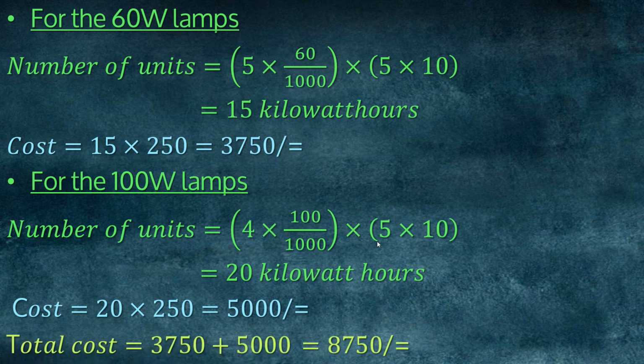Therefore, the total cost becomes 3,750 plus 5,000, which will give you 8,750 shillings. That will be the bill that the Umeme man will hand you at the end of the month, or at the end of the 10 days. Actually, this is not for the whole month, it's for the 10 days.